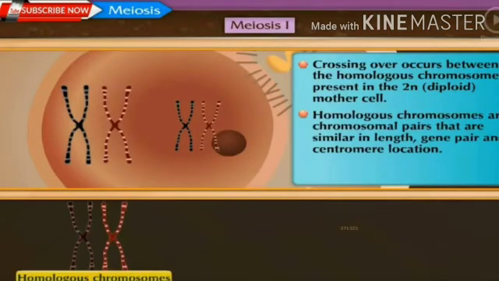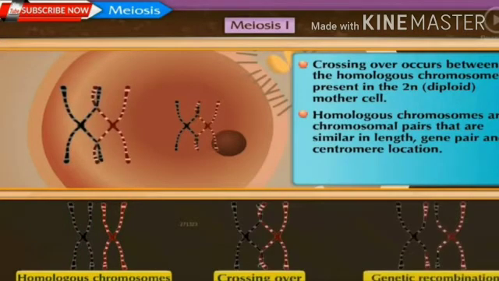Then what is meant by homologous chromosomes? We learned this in the 9th standard. Homologous chromosomes are chromosomal pairs that are similar in length, gene pair and centromere location. Look at the picture. There are homologous chromosomes which are the same in shape, size, type and have the same gene pair. Also the location of the centromere is the same.